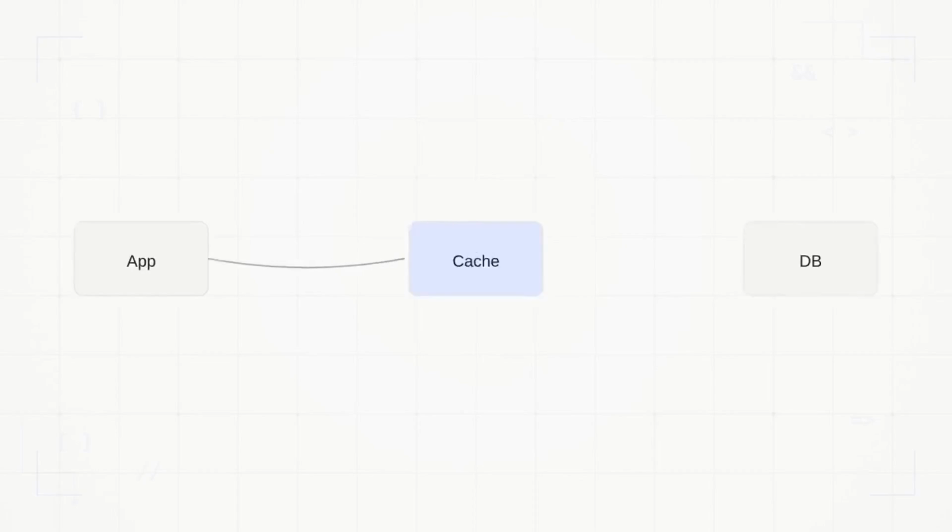Here, the application treats the cache and database as a single unit. When you update a value, you update the cache first, and the cache synchronously updates the database, or vice versa. This ensures that the cache is never stale. It sounds perfect, right? But there's a catch: latency.